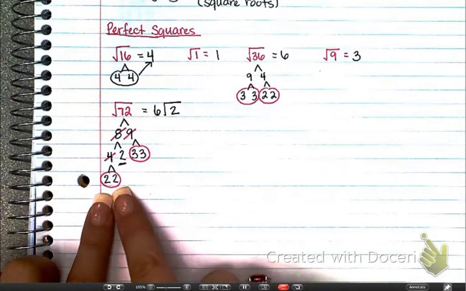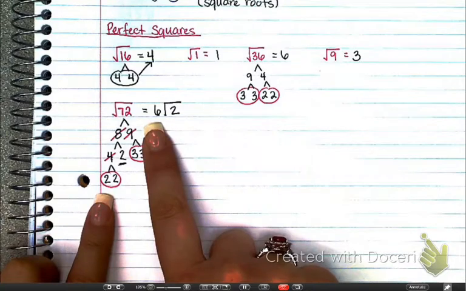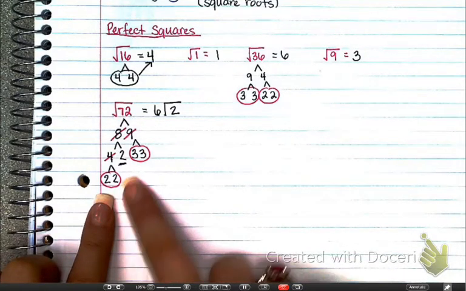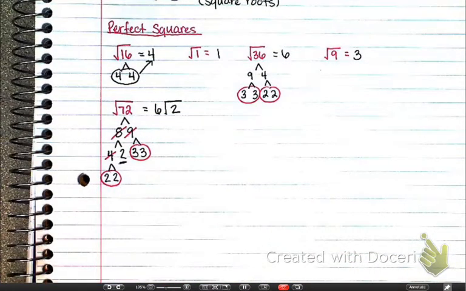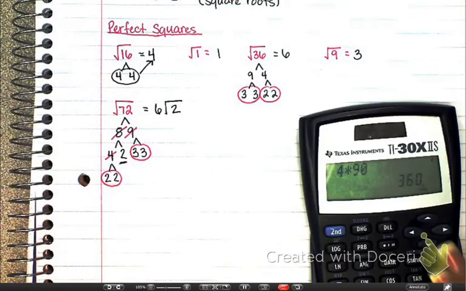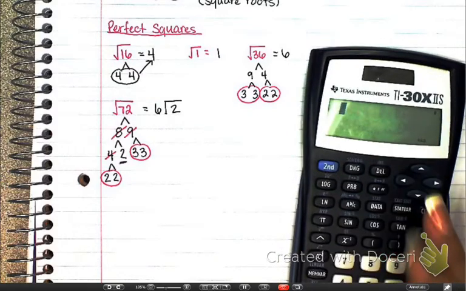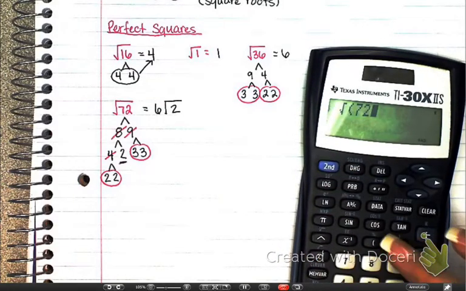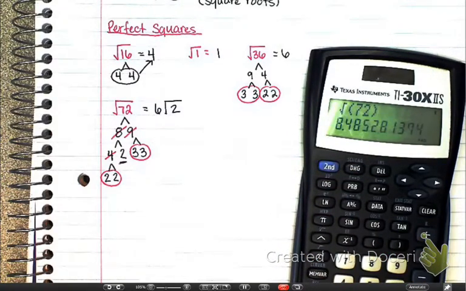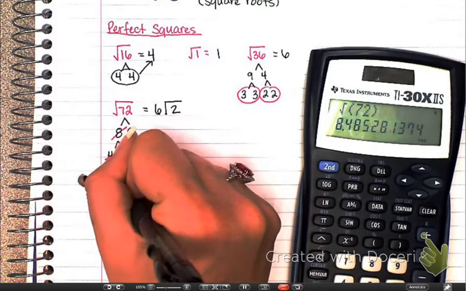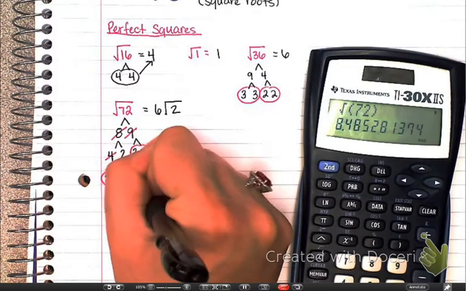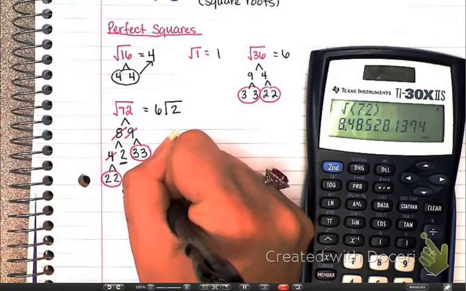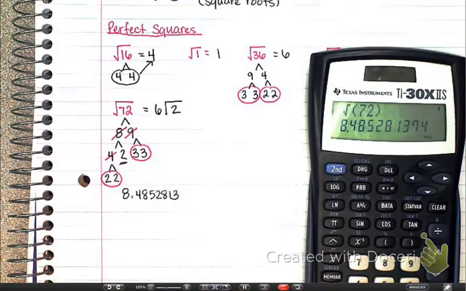Okay, so we take our pairs and we multiply them together. And then whatever's extra stays inside. And watch how this works. So if I took my calculator, for instance, and I did the square root of 72, I get this super long decimal. Right? And I'm going to write this out because we're going to talk about rounding too. So 8.48528. I'm going to just stop there.